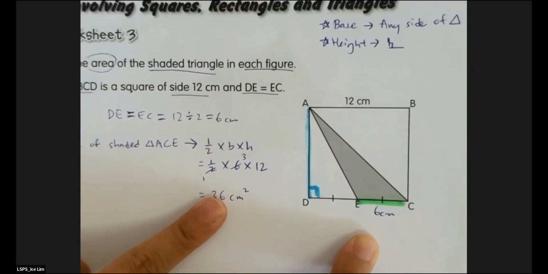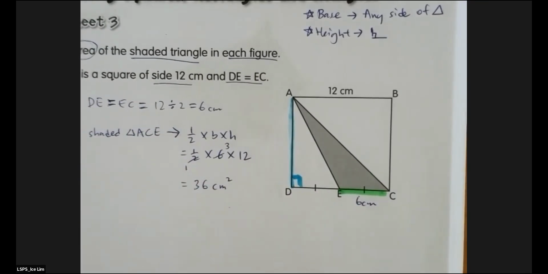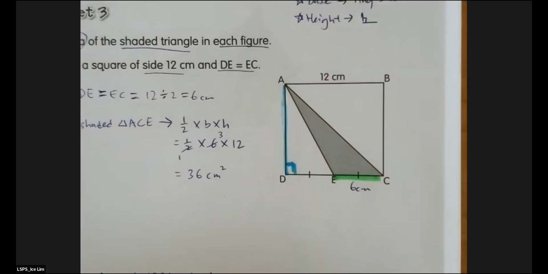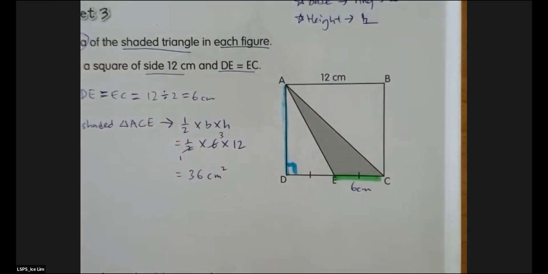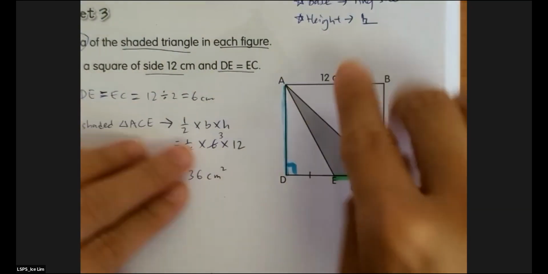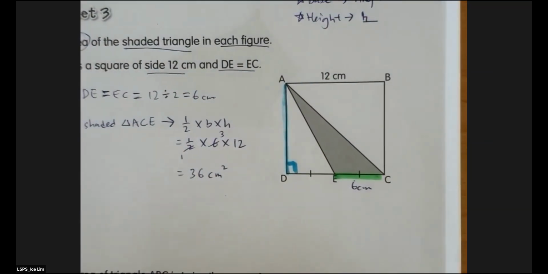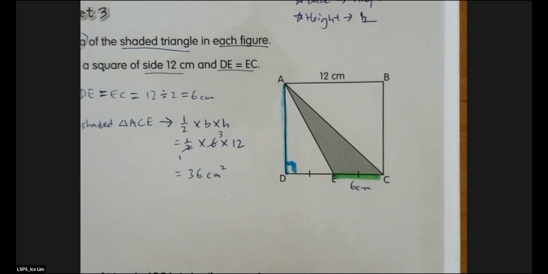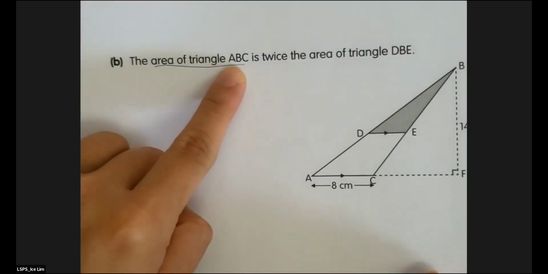Method 1. I can find missing dimensions quickly and solve it directly. No need to cut the shape up, nothing to cut. No need to do big square minus 2 triangles also. Actually that can work, the square minus these 2 unshaded triangles, but you will be very slow. You will have a few more steps. That works as well, but it will be a few more steps. Okay, ready? Area of triangle ABC.